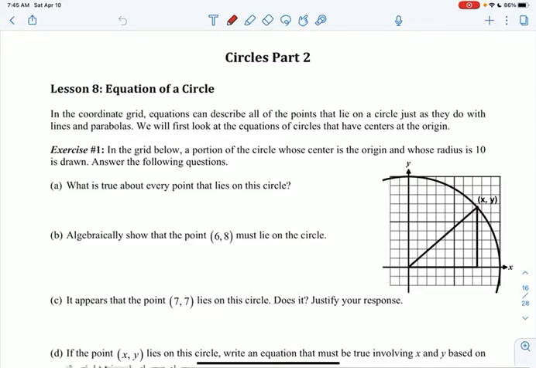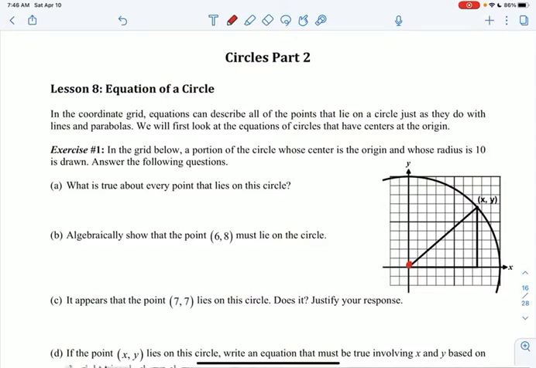So the first one that we're going to look at is an equation of a circle that has a center at the origin. As you know, the origin is right here in the middle, (0, 0). If we look at this, it is just a portion of the circle that we have graphed in exercise 1. The center is the origin, and the radius is 10. So we're going to answer the following questions.